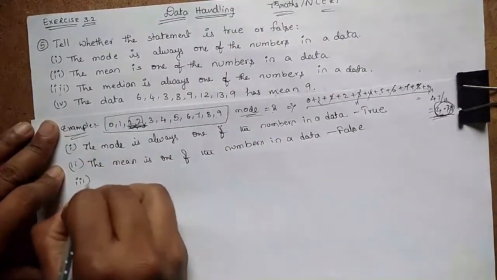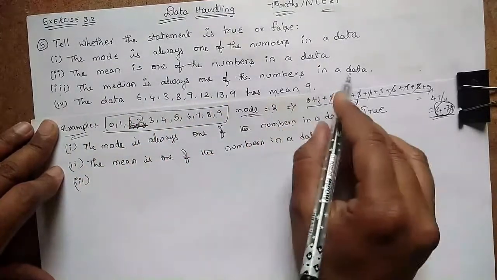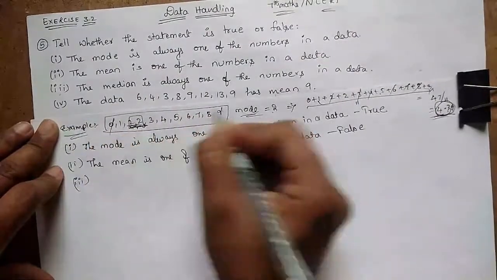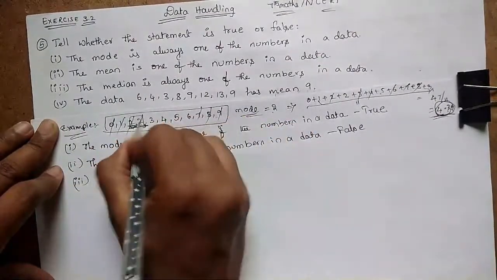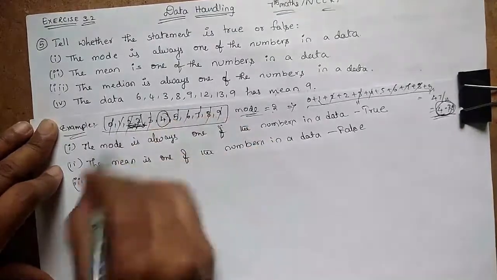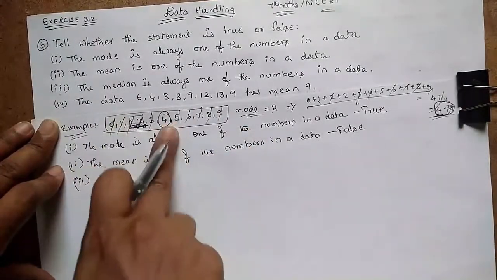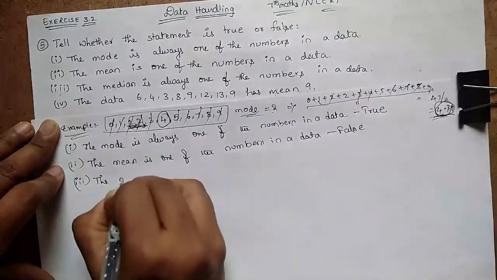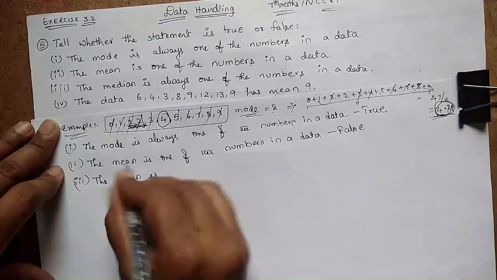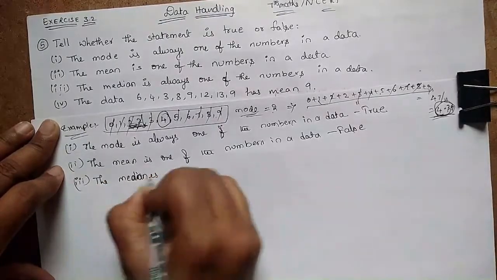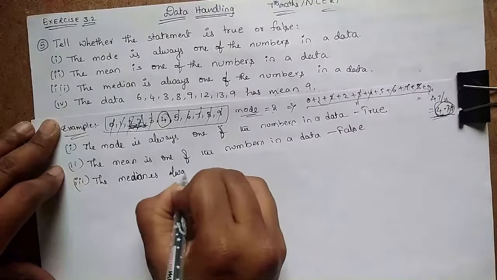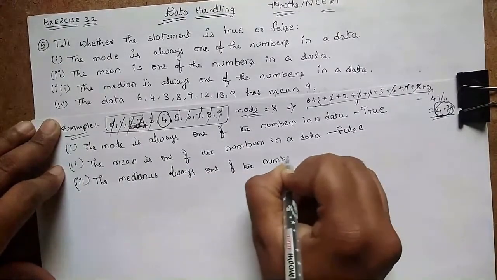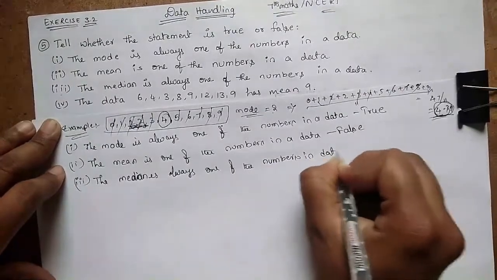Next, coming to the third one: the median is always one of the numbers in a data. We have to find the median. Median is nothing but the middle point. So cancelling this, 1, 2, 1, 1 and another 1, another 1, another 1. So 4. So 4 is a given data number. So this was the true statement. The median is always one of the numbers in a data. So this was the correct statement. The median is always one of the numbers in a data. So it was the true statement.